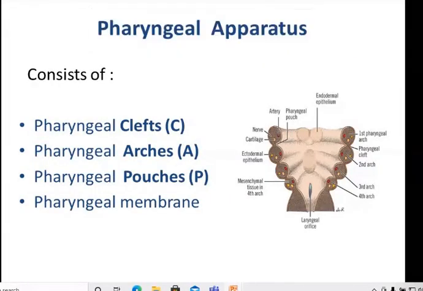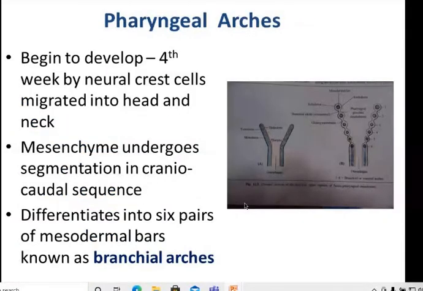Mainly you should remember in the pharyngeal apparatus, all of you try to draw this diagram, and it consists of the pharyngeal clefts, the pharyngeal arches and the pharyngeal pouches, and you should also know what the pharyngeal membrane is. That you must know, and that it starts to develop at the 4th week. Earlier they develop from mesenchymal cells. Later come the neural crest cells. They also migrate towards the region of the pharynx and give rise to the pharyngeal arches.